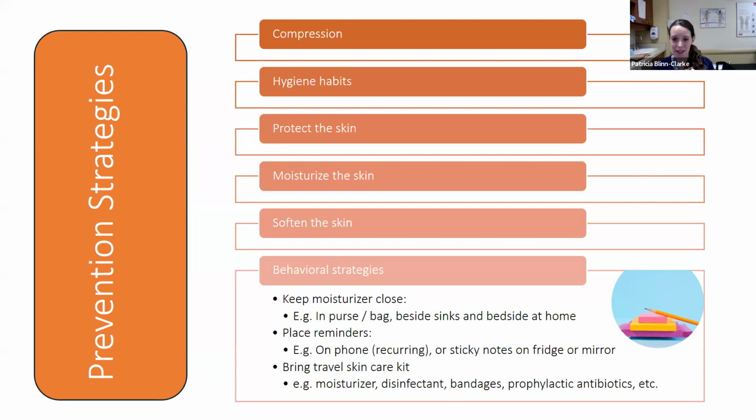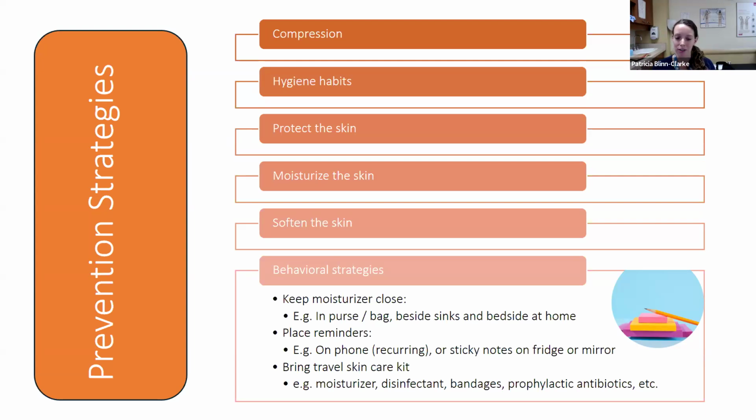Placing reminders, for example, recurring reminders on your phone. If you're one of these people, get out your phone right now, just put a daily reminder for moisturizing. Sticky notes also work great if it's somewhere that you look at a lot. So for example, your bathroom mirror or your fridge, or just placing the moisturizer right on the counter of your bathroom or right by the sink in your kitchen, or whichever sink you tend to use the most.